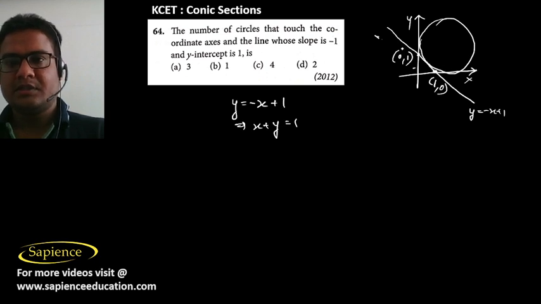So one circle is like this. I can draw another circle which is like this, another circle which will be like this.